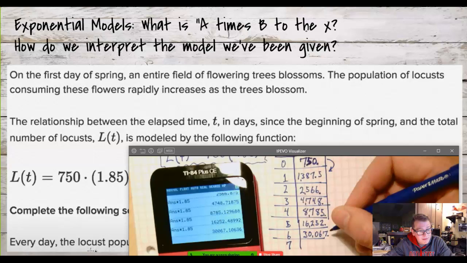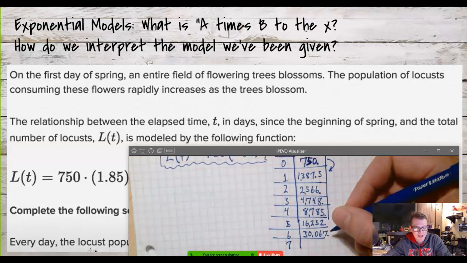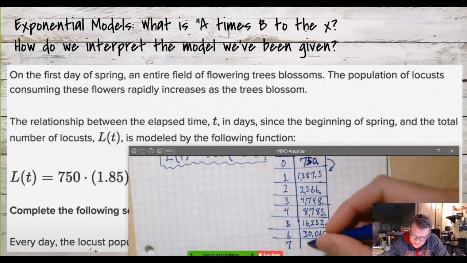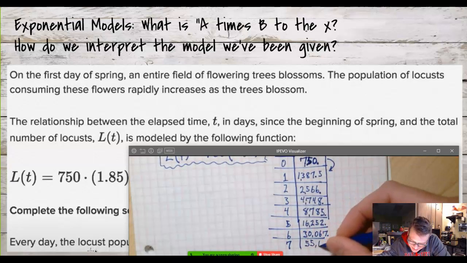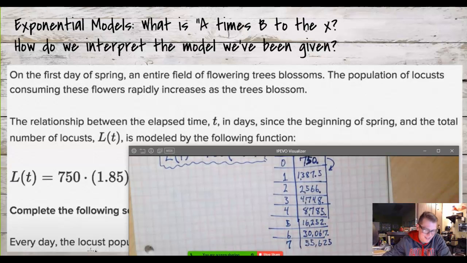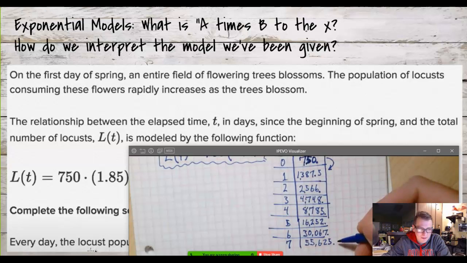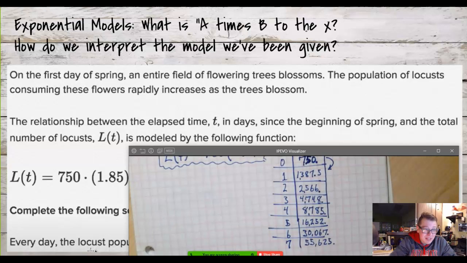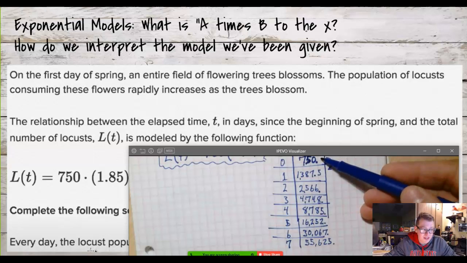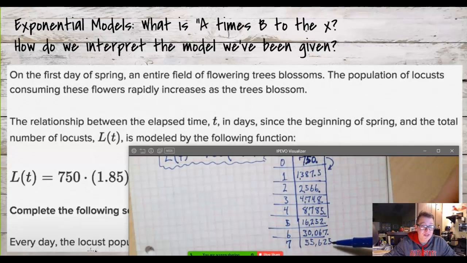Too many. I'm just going to move my calculator. 55,625. Gross, gross, gross. Guys, in a week, that's why I said too many. In 1 week, 7 days, we went from 750 to 55,000.